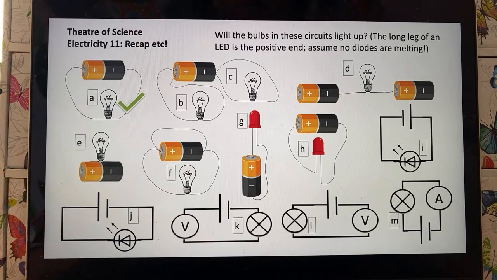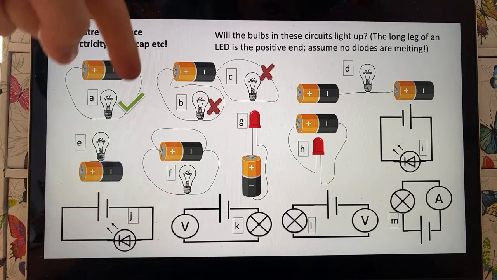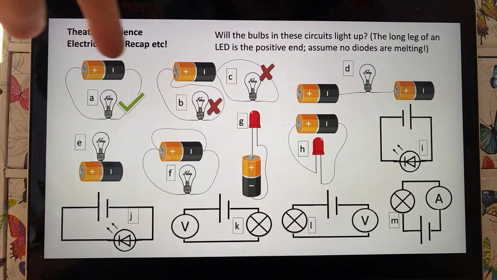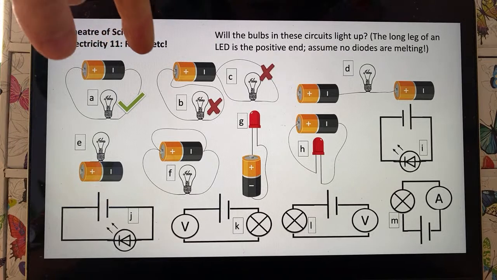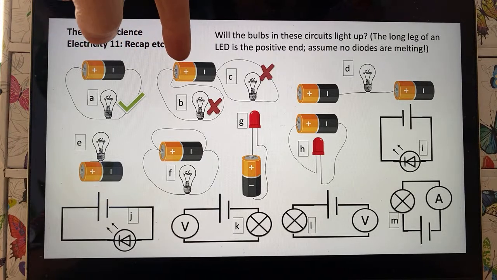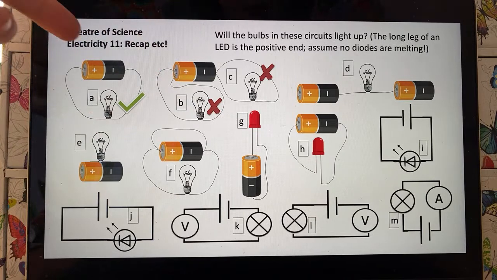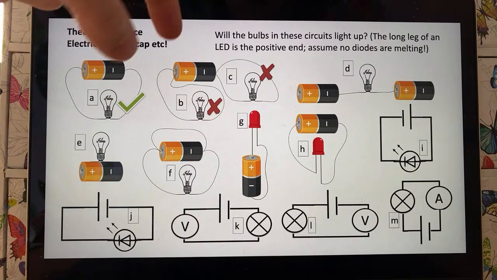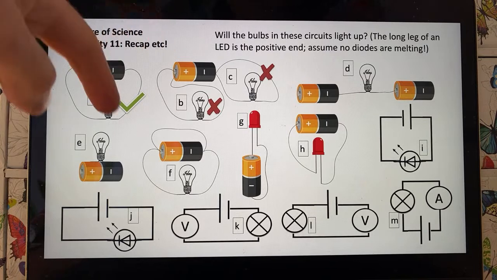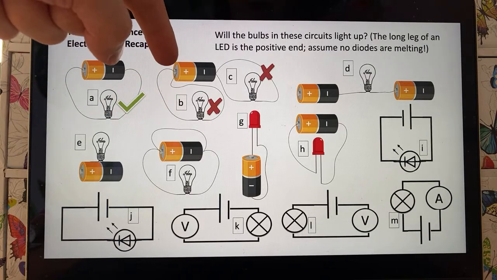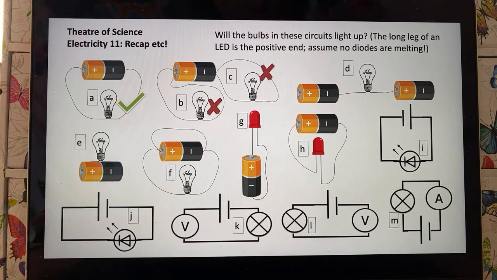Number two, hopefully you said no for B and C. That is nonsense. Electricity is a flow of charge, isn't it? It's charges moving. And if a wire is connected to a positive terminal and then back to a positive terminal, there's no potential difference there, is there? There's no reason for the electrons to flow because they're going from positive to positive. Why would they move?